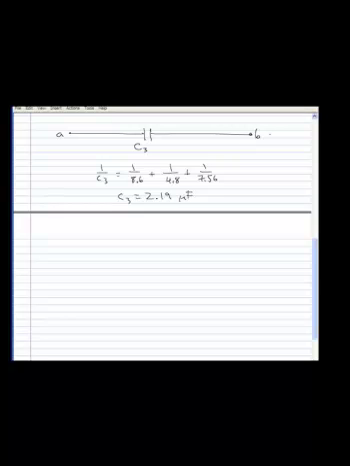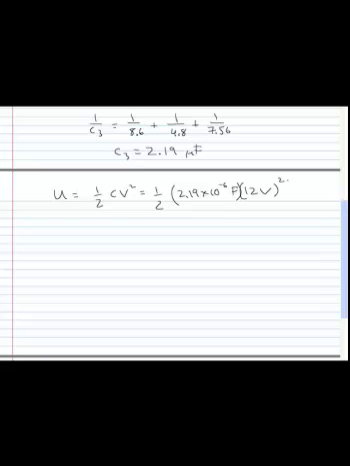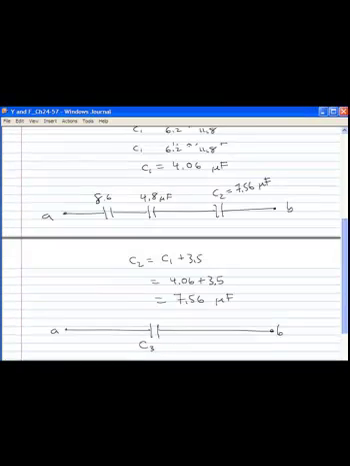I know my voltage difference across A and B is 12 volts, and so the energy stored is 1/2 CV squared, is 1/2 times 2.19 times 10 to the minus 6 farads times 12 volts squared, and I got 1.58 times 10 to the minus 4 joules. So that's the total energy stored in this system of capacitors.